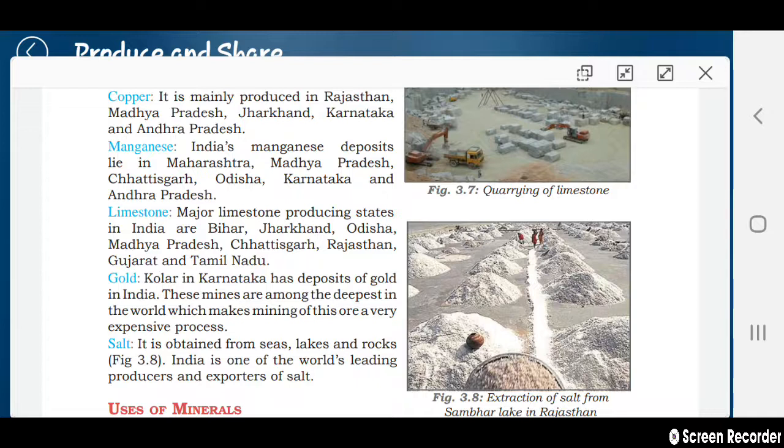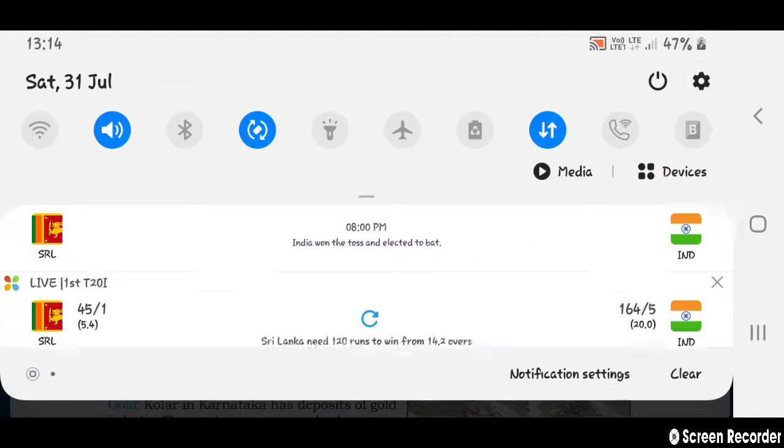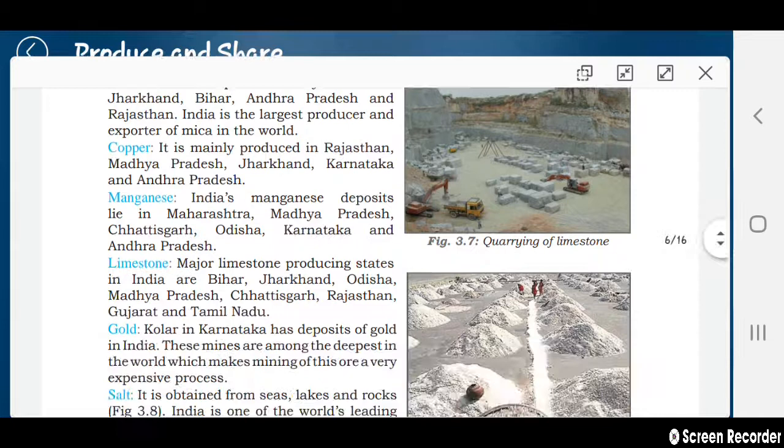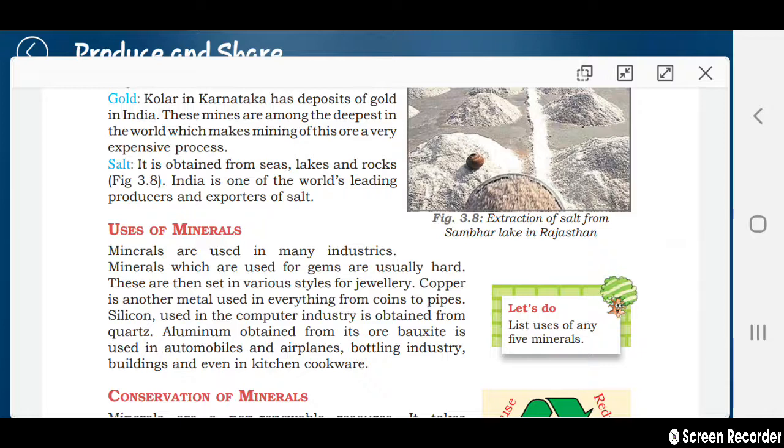And limestone. Major limestone producing states in India are Bihar, Jharkhand, Odisha, Madhya Pradesh, Chhattisgarh, Rajasthan, Gujarat and Tamil Nadu. And in this picture you can see the quarrying of limestone. Next is gold. The Kolar goldfields are located in Karnataka, which has large deposits of gold in India. These mines are among the deepest in the world, which makes mining of this ore a very expensive process.